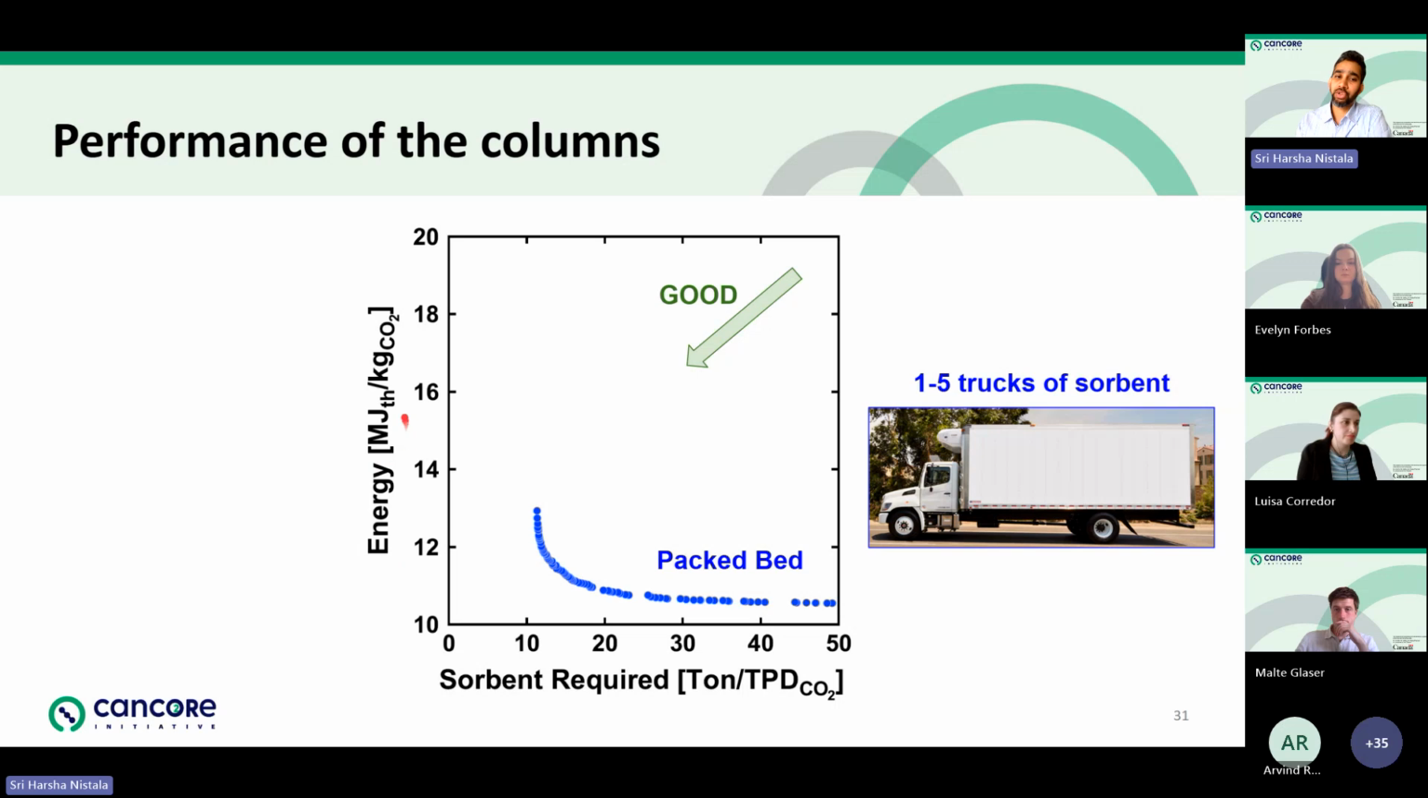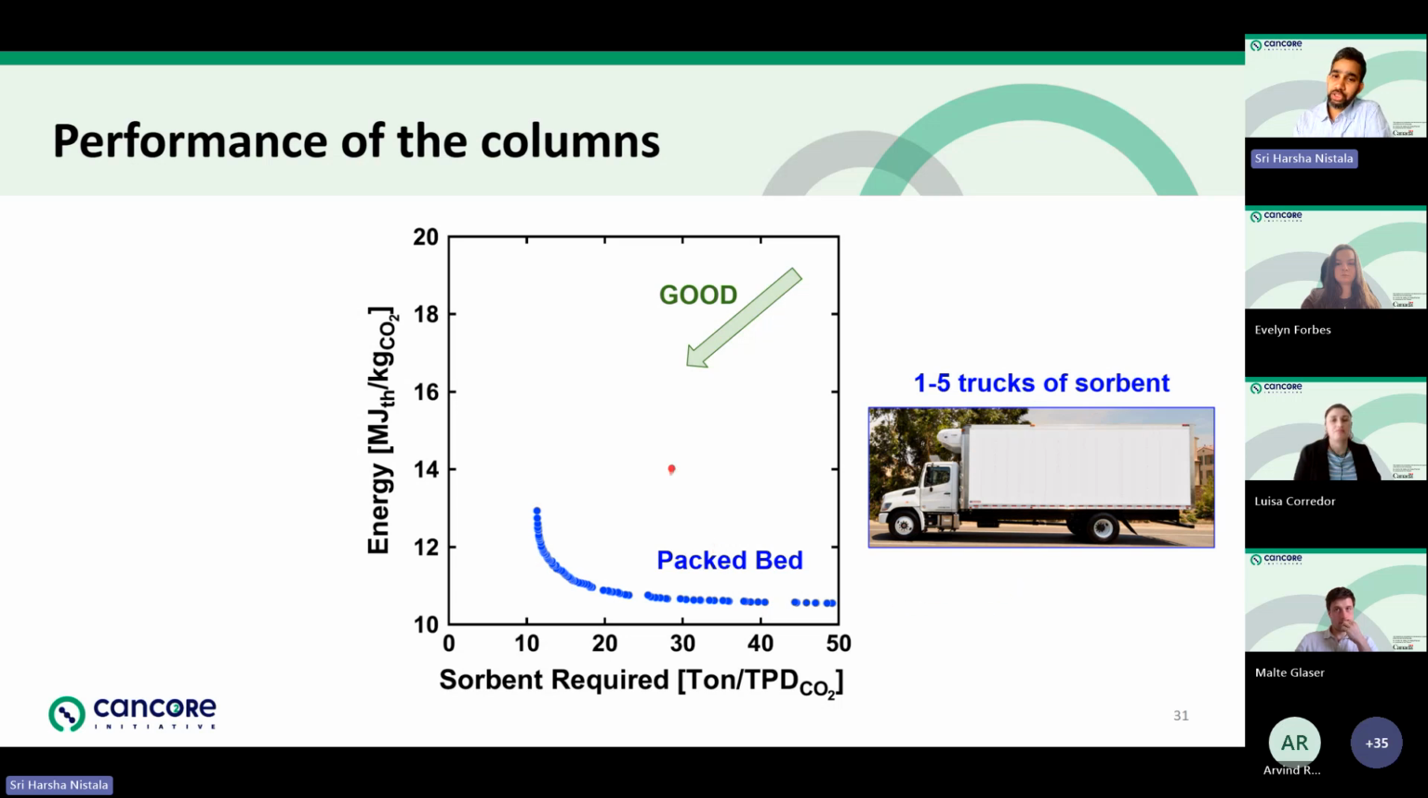So this is given in terms of megajoule per kilogram of CO2. Just as a reminder, 12 megajoule is roughly 10% of the energy that would be generated by burning one US gallon of gasoline. So for the packed bed, we see that the sorbent requirement is anywhere between 10 and 50 tons, with energy ranging between 10 and 14 megajoules per kilogram. And this amount of sorbent is roughly the amount of sorbent that will fit into 1 to 5 trucks of the size that are shown here.